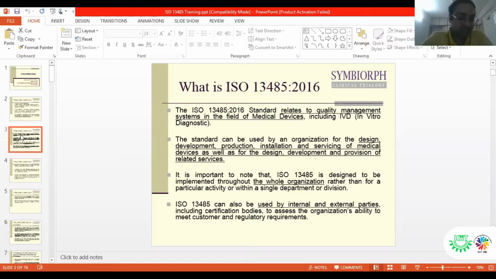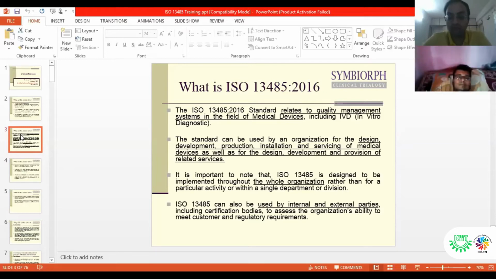ISO 13485 can also be used by internal and external parties, as I have told you, including certification bodies, to assess the organization's ability to meet customer and regulatory requirements. In many cases, a third-party audit will be called.